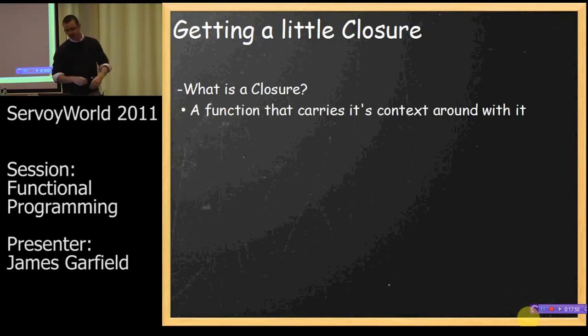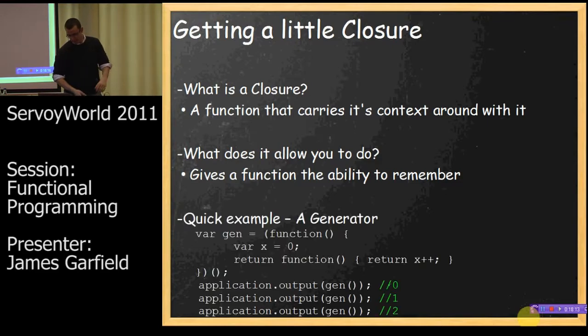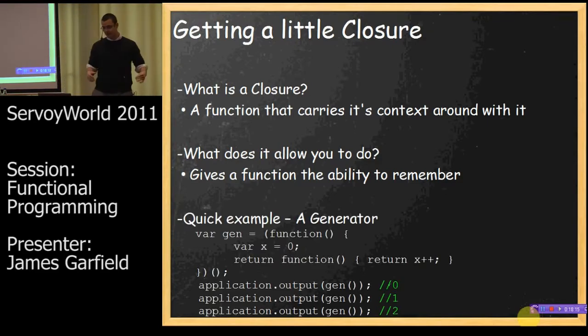And what that allows you to do is, kind of simply, this is oversimplifying, it gives that function the ability to remember things, kind of. A quick example that doesn't have a lot of use inside JavaScript, but it's a good example, is a generator.